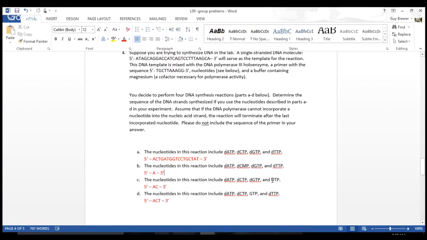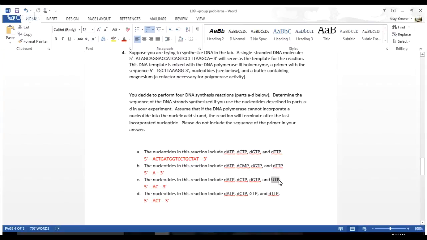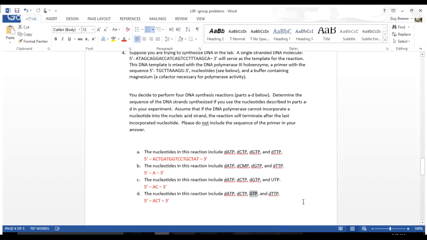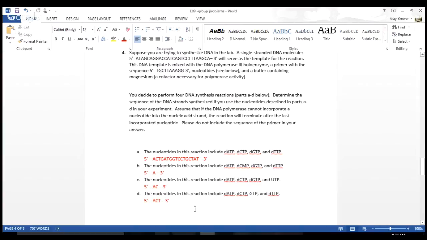This one for C uses UTP, and that one will stop translation as well. So it stops after 2 nucleotides, and that's AC. And then this one uses GTP, and it's not deoxy GTP, so it can't be used to translate DNA. It's for RNA, so it'll stop after 3 and it'll be ACT.